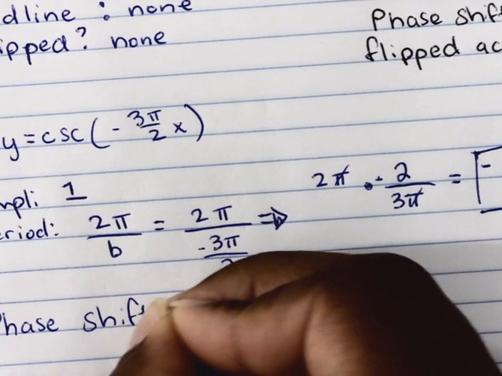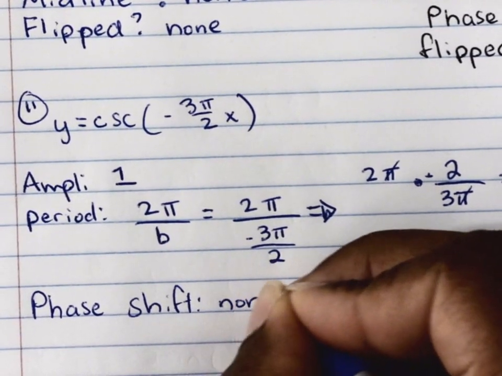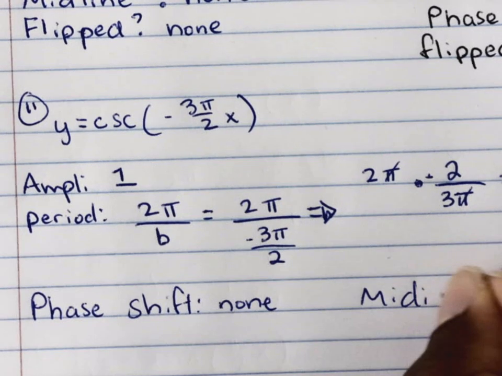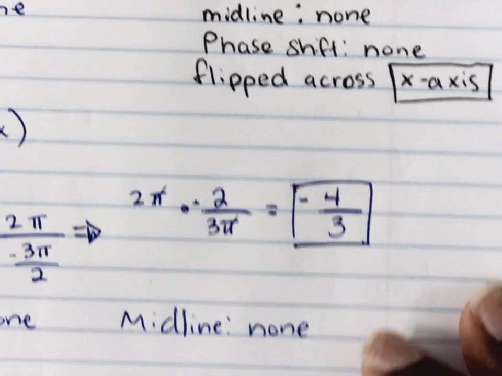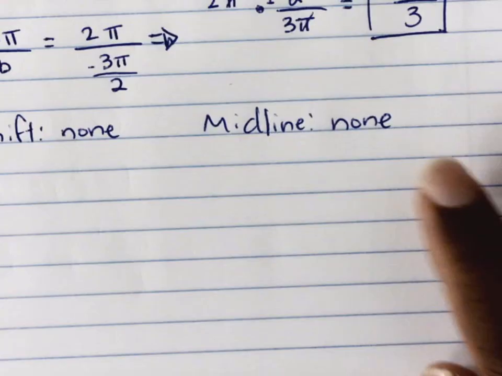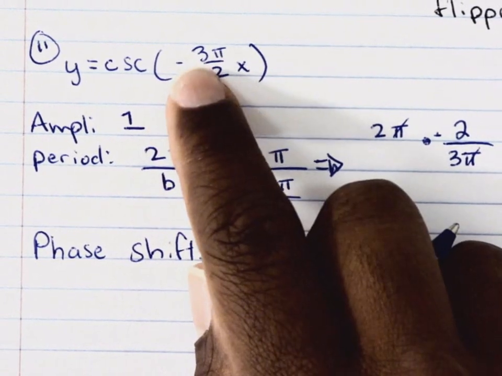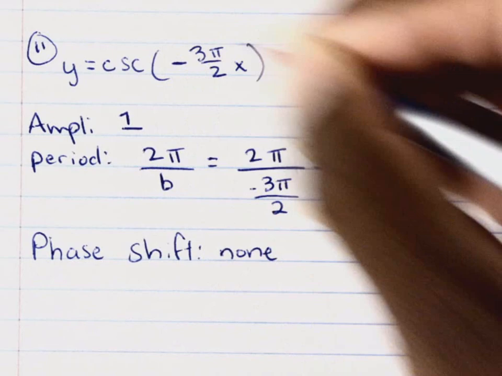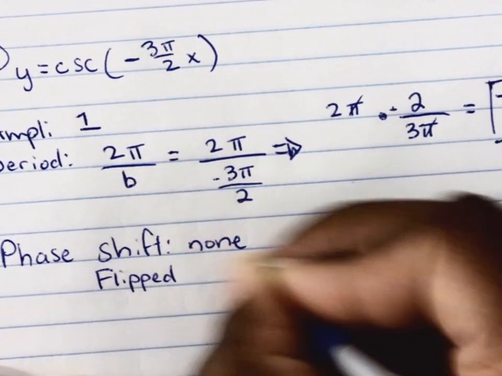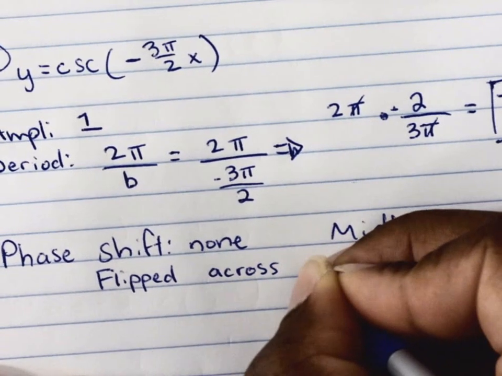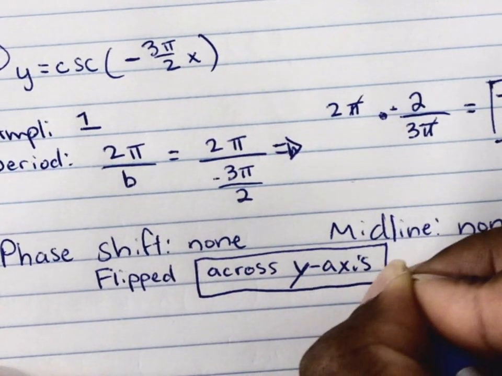Phase shift. Nothing there. Nothing inside being added, subtracted, so none. Midline. Also none. And then reflection. I do have a reflection. It reflects across the y-axis this time because the b is negative. The number in front of x is negative, so that's going to be a reflection across the y-axis. So I will write flipped across y-axis this time. Almost wrote x, but it should be y this time.